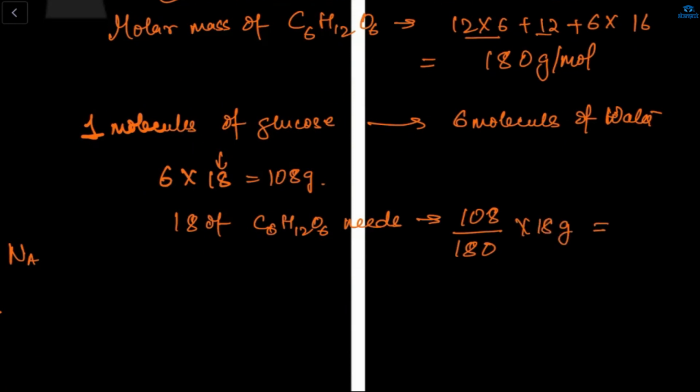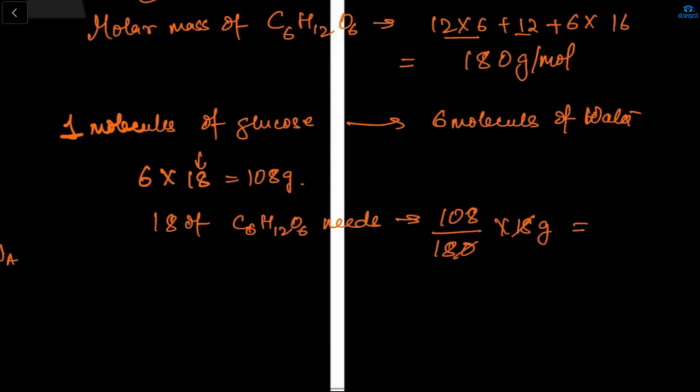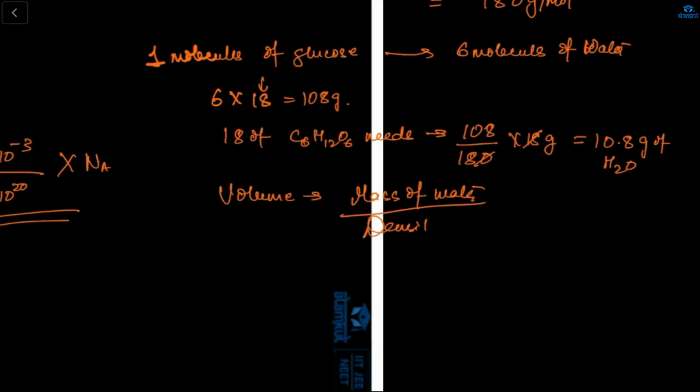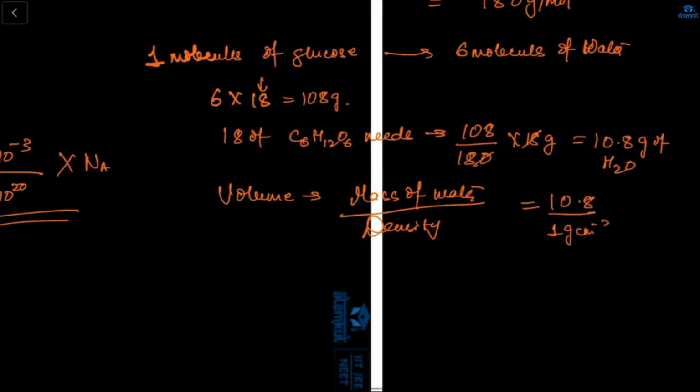So if we divide this, it will be 10.8 gram of water. Now it's asking for volume. So you will simply write the formula of volume: mass of water upon density of water. Razi, did you do this question or not? So it will be 10.8 upon 1 gram per cm³. So the answer is 10.8 cm³.